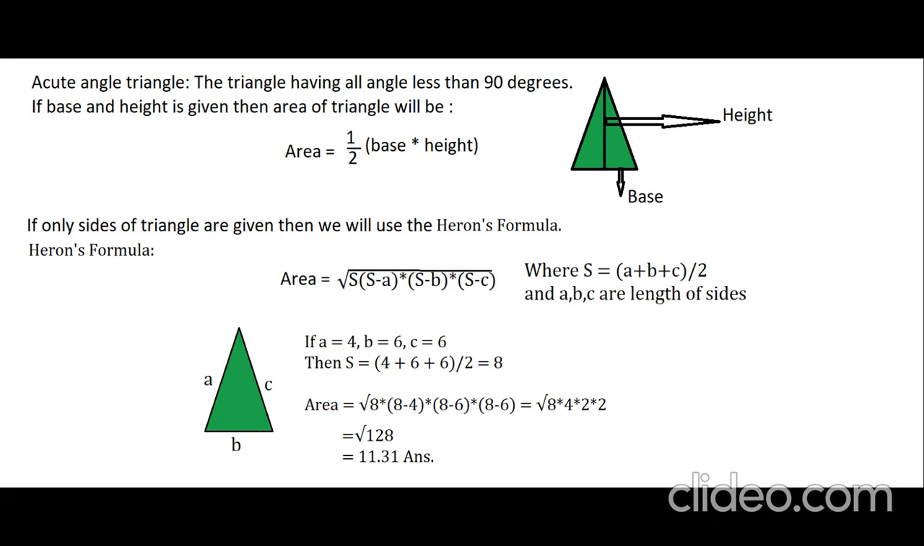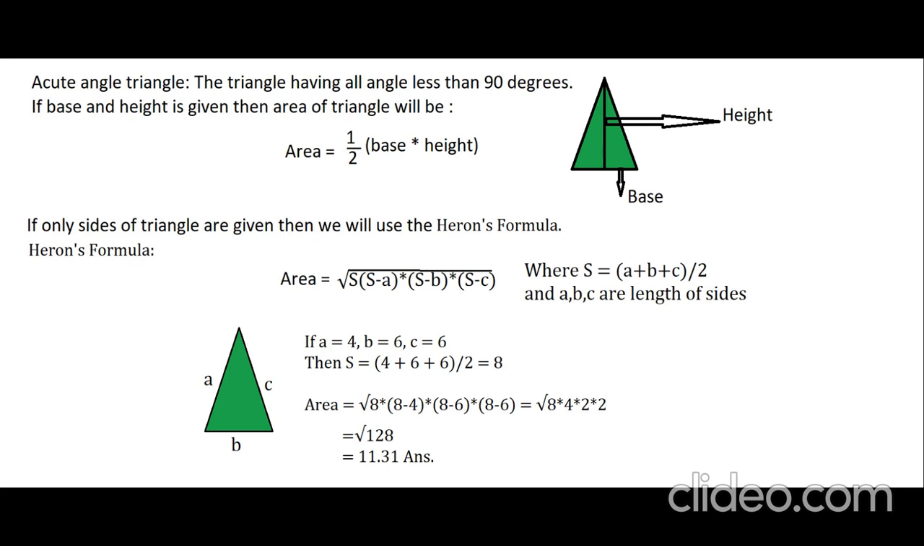Heron's formula: area is equal to square root of s into s minus a into s minus b into s minus c, where s is equal to a plus b plus c by 2, and a, b, c are the lengths of the sides. You can see in the figure a, b and c are the lengths of the acute angle triangle, and you can see all the angles are less than 90 degrees.